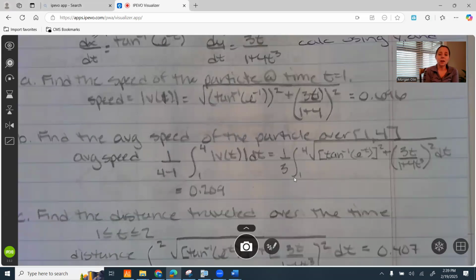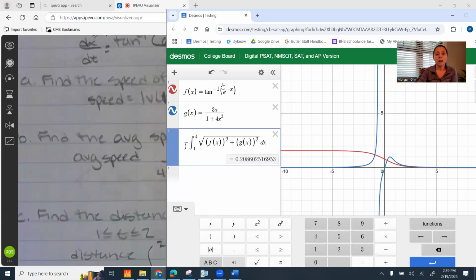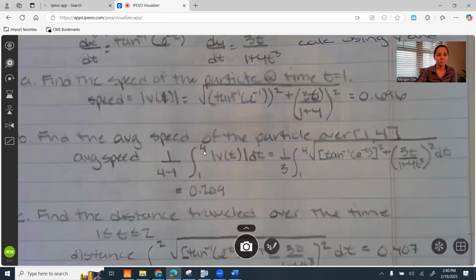So pay attention how you put it in. Notice I haven't had to keep typing this in because I have it defined already in my calculator. So it does make it a little easier to put it into the Desmos calculator.